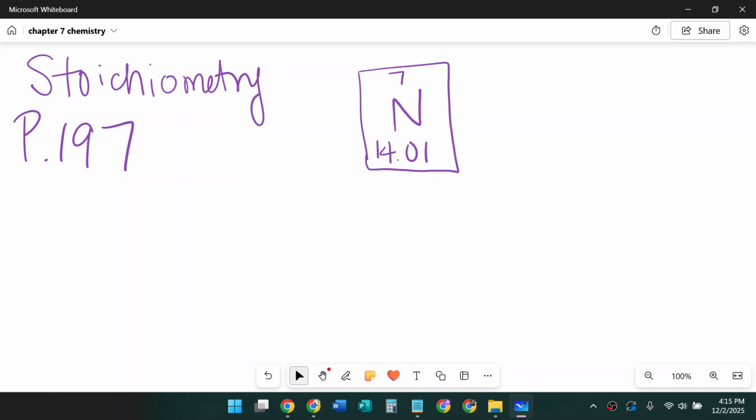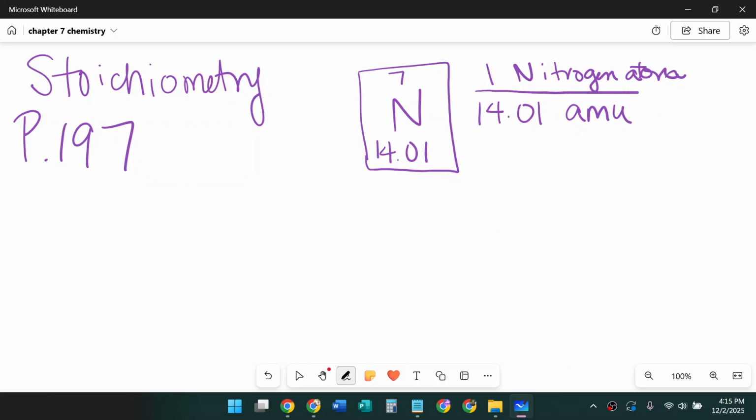So it tells us that if we have, on average, a nitrogen atom, it's going to have a mass of 14.01 AMU. That would be if we had one nitrogen atom. We probably wouldn't have just one because nitrogen is diatomic, and we were going to find it in nature as N2. So if we had one of those, though, that's how much we would expect it to be about.